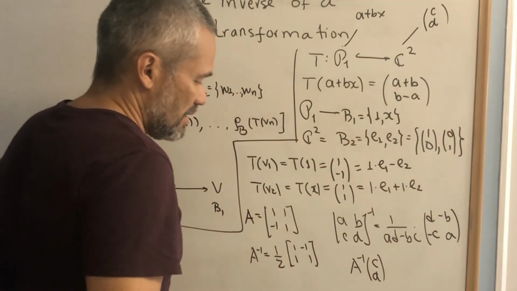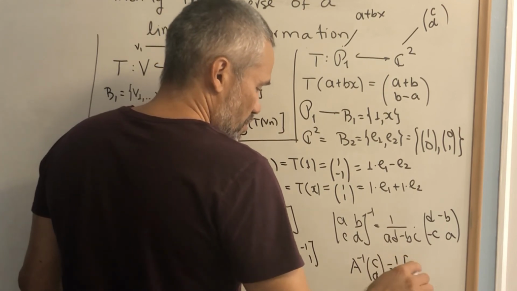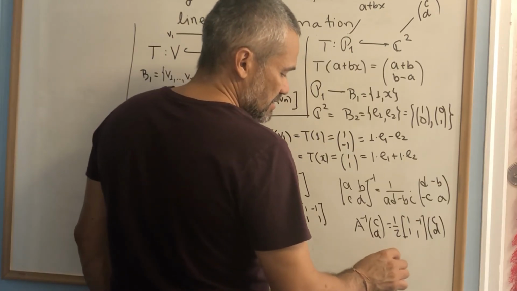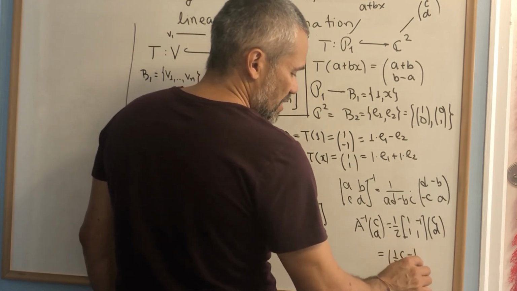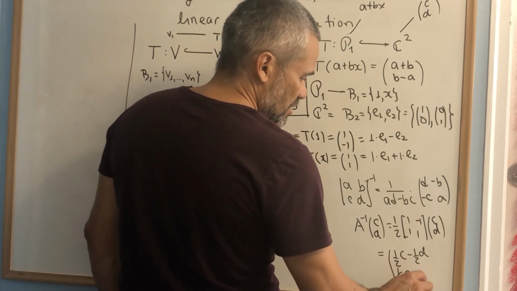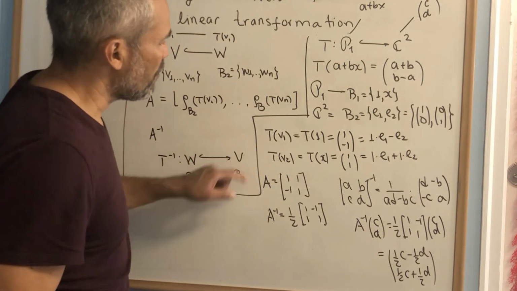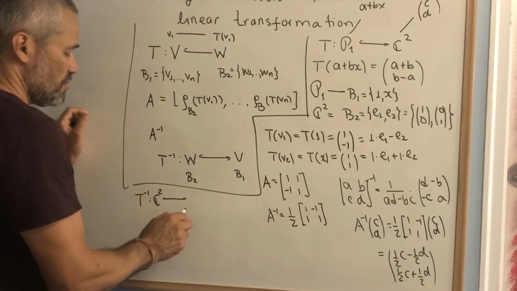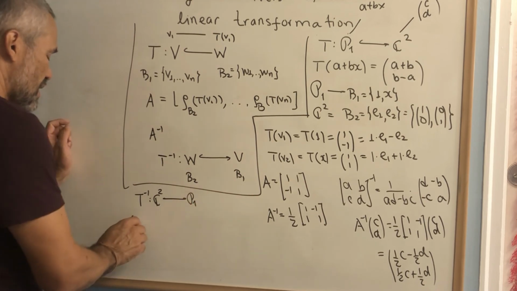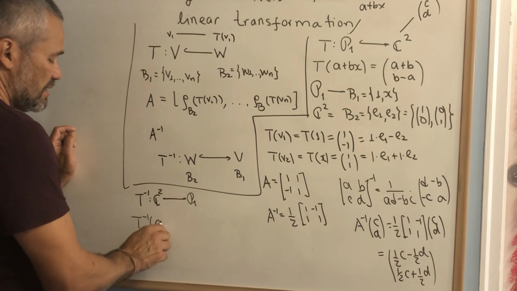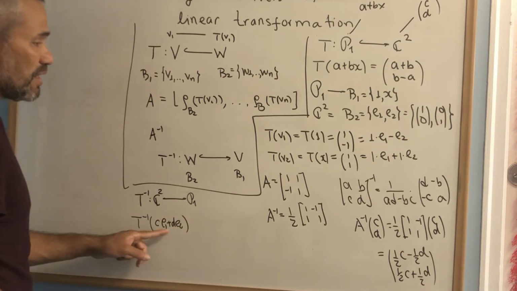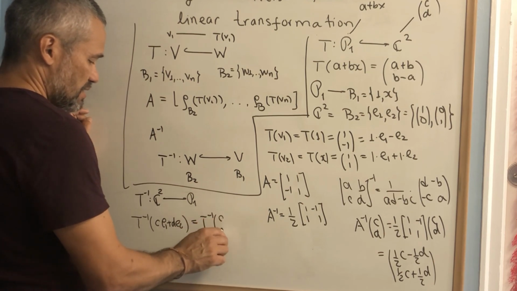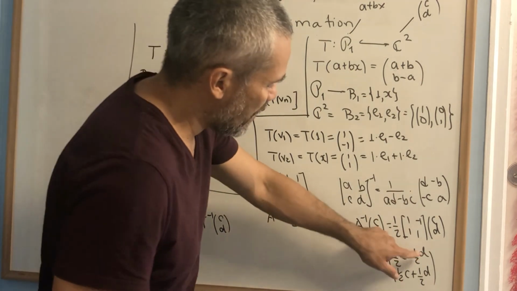Then this is just 1/2 of 1, negative 1, 1, 1 times C, D, and this is just 1/2 of C minus 1/2 of D, and 1/2 of C plus 1/2 of D. And therefore, the inverse transformation goes from C2 into polynomials of order 1 or less, and the inverse takes C E1 plus D E2, just the linear combination of the basis, which is T inverse of C, D, and it's sent to, you need to use these weights and these bases.